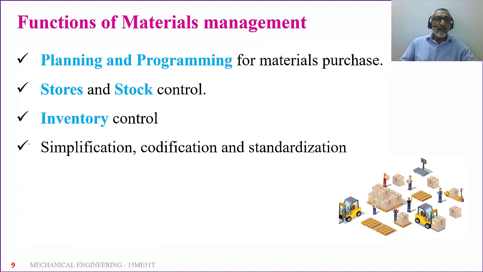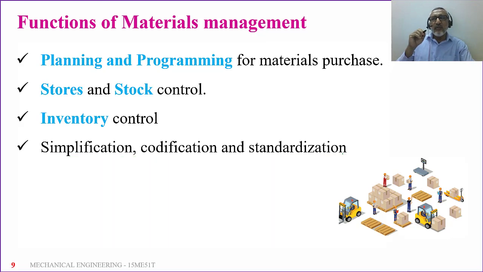Then we may have to go for simplification. Simplification means reducing the varieties and eliminating the unnecessary variety. Keep the varieties of the materials to the minimum required, and whatever materials are there, we may have to go for codification. We may have to code the material so that, instead of its actual name, referring to and controlling the material through codes is possible, which is especially important when we use software for material management. And we may have to go for the standardization of the material. So this is another function of material management.